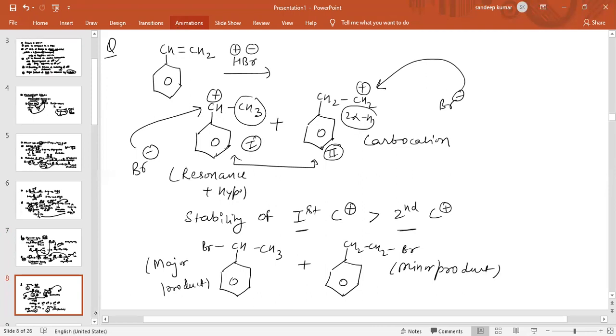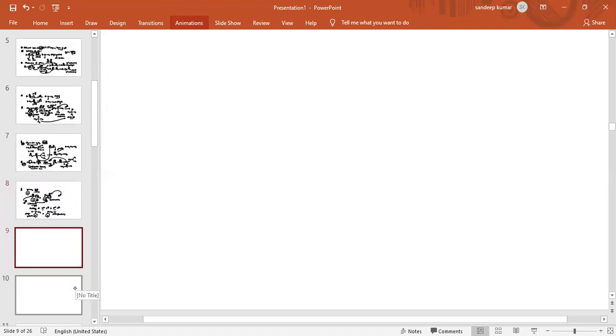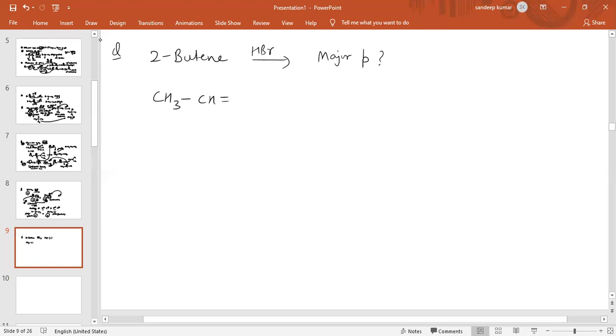Now see the next question based on electrophilic addition reaction. See, if the question is like this, there is 2-butene. The compound given is 2-butene, and we have to see, when HBr is added, which is the major product? Now see, if it is like this, CH3CH=CHCH3, and this is HBr.